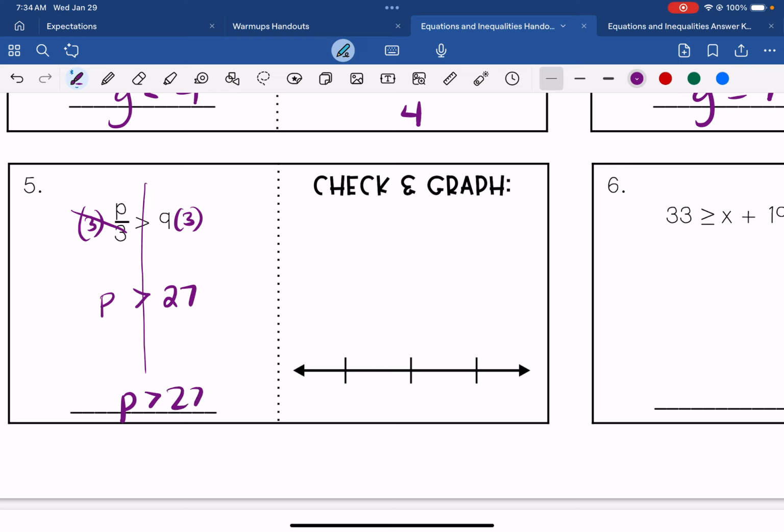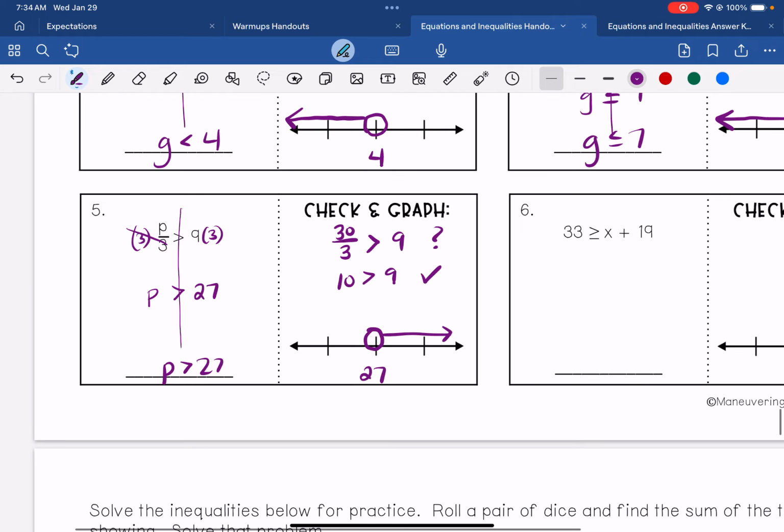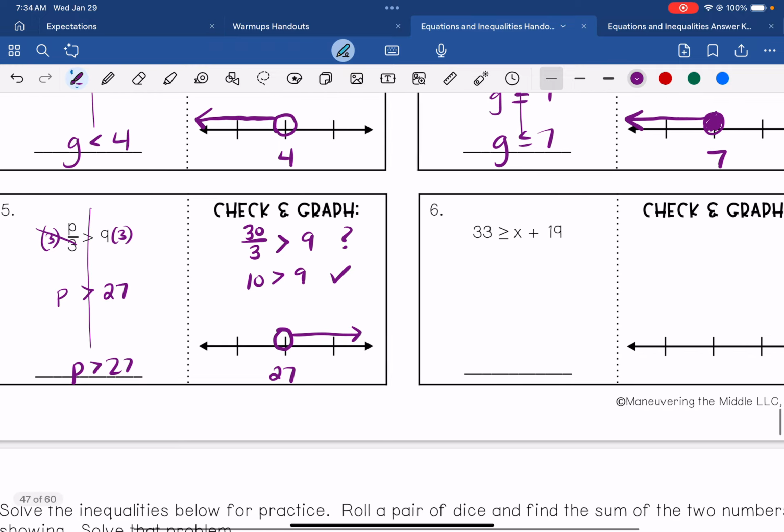For this one, we do need to pick a number that's greater than 27. I'm gonna pick a multiple of 3, so the next multiple of 3 would be 30. So let's do 30 over 3. Is that greater than 9? Put a question mark. 30 divided by 3 is 10, and 10 is greater than 9, so we're good there. Put your 27 underneath the graph, and we're gonna use an open circle, and we're gonna point to the right. Since P is greater than 27, we need to point towards all numbers that are greater than 27.